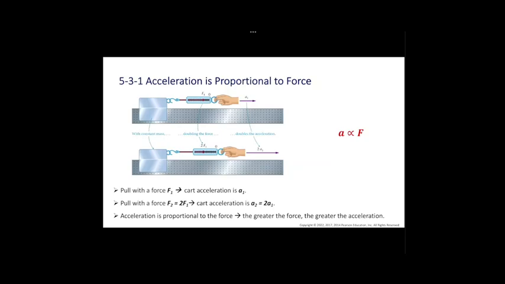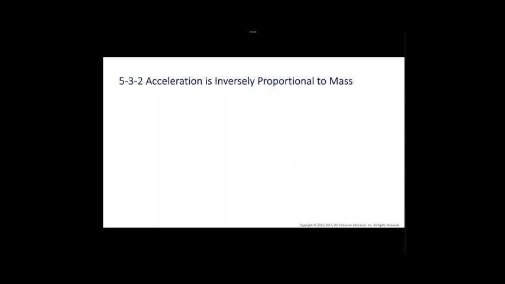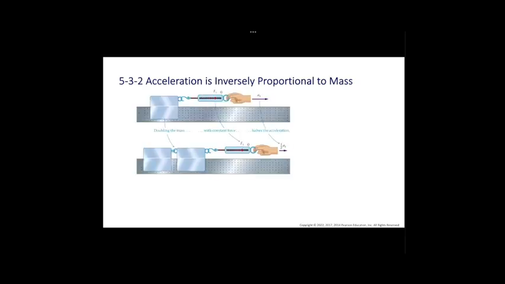Now let's see how the mass is related to the force. Instead of doubling the force, let's double the mass M of the cart by connecting two together, as in this figure. In this case, we pull a mass 2M with the same force F1 as previously, but now we find the acceleration to be equal to half of A1.